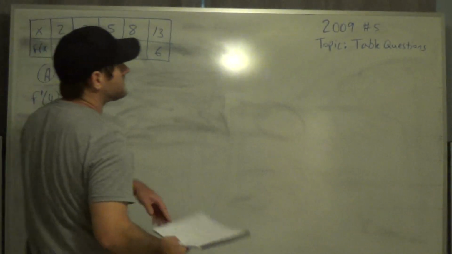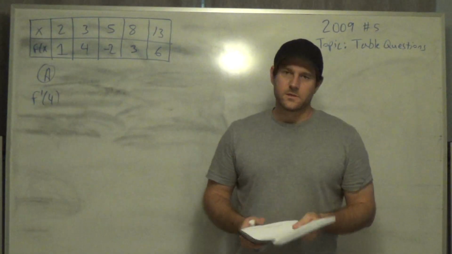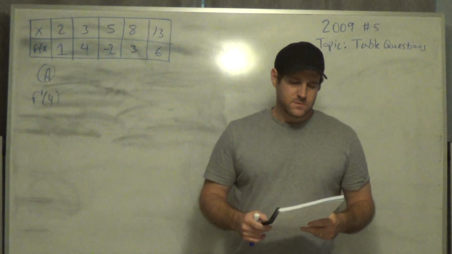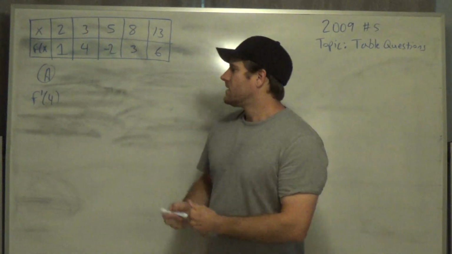Hi AB Calculus students. Here we are working on 2009 question number 5. It's a table question. You've got a quiz later on this week. 1.5 out of the 3.5 questions are table questions. Alright, something that happens on almost every table question.